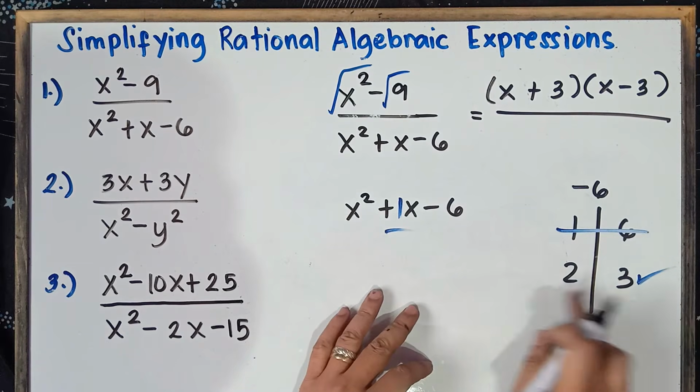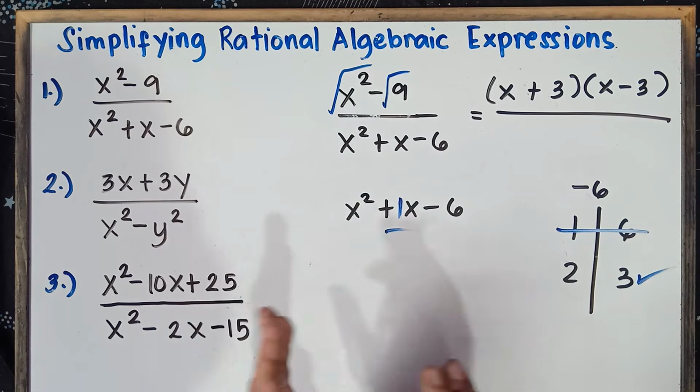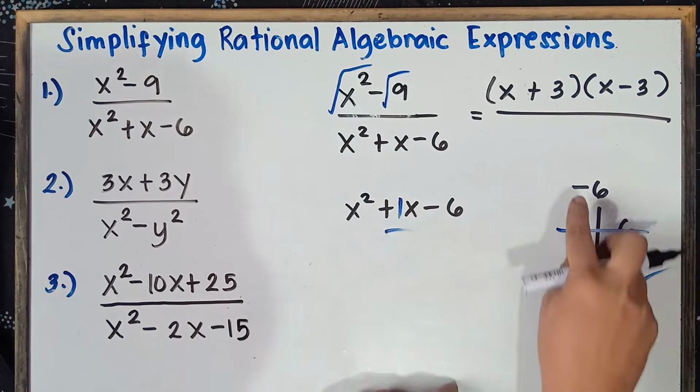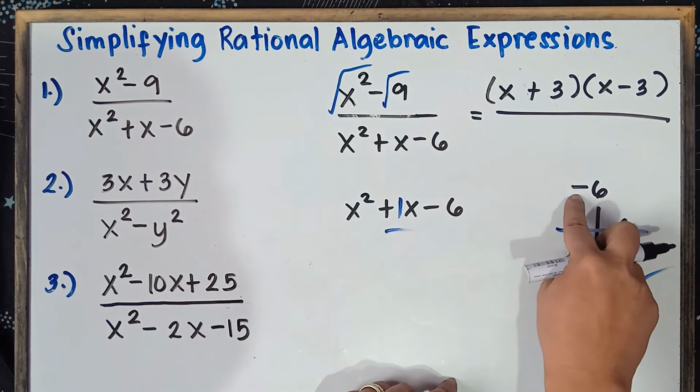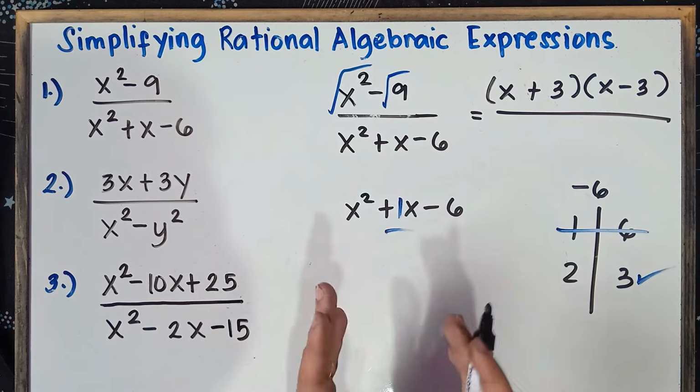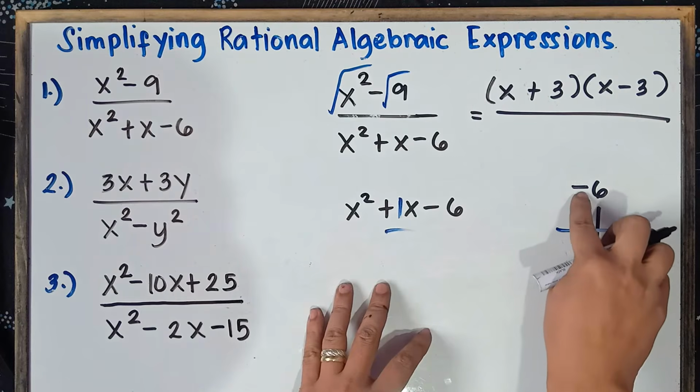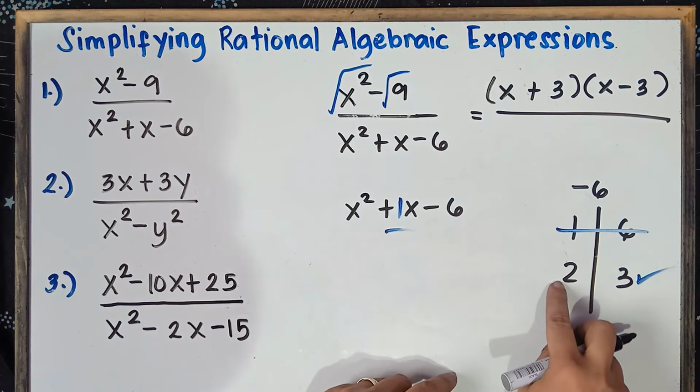So therefore, class, one number should be negative, because if we multiply negative times positive, that would be negative, right? Once again, class, this is negative 6. If you multiply the two numbers, the answer should be negative 6. So therefore, one number should be negative.